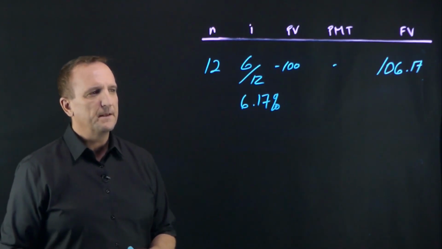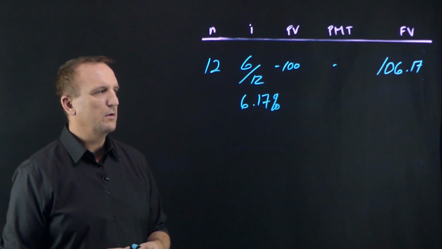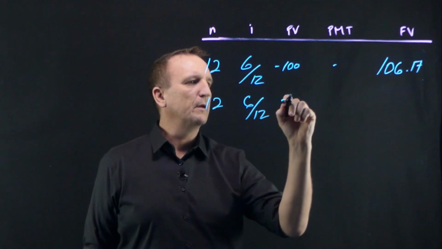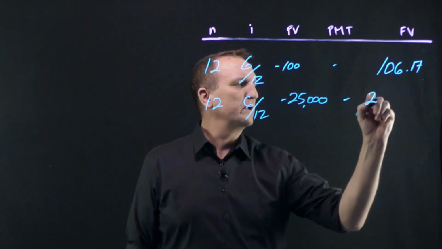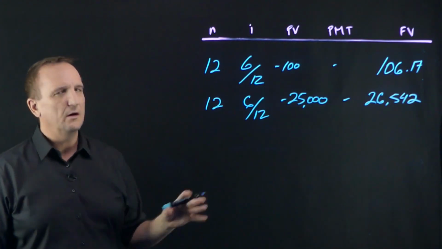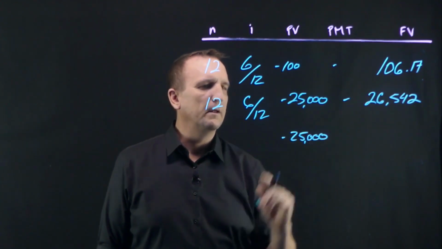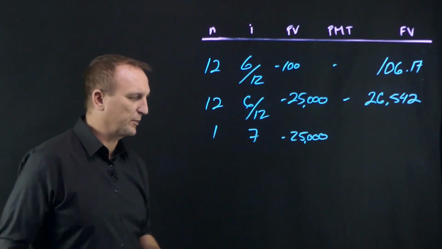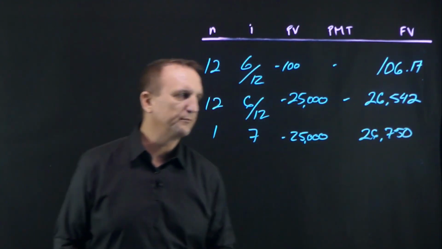Now let's use the $25,000 investment that's asked for in the problem. So if we had 12 periods, 6% compounded monthly, and we had a $25,000 investment, no intermediate cash flow, $26,542. We would make $1,542 off of that investment. If we had a $25,000 investment that paid 7% per year, but it's compounded annually, that means we just have one compounding period, then we would earn $26,750.